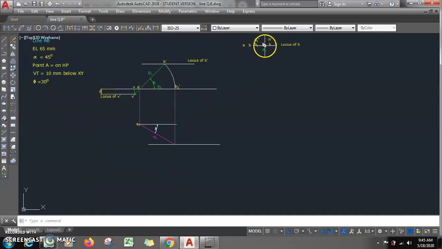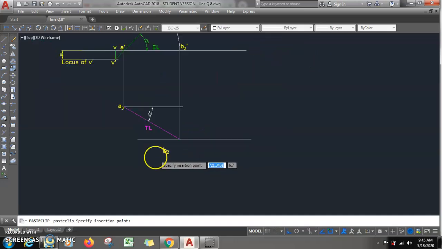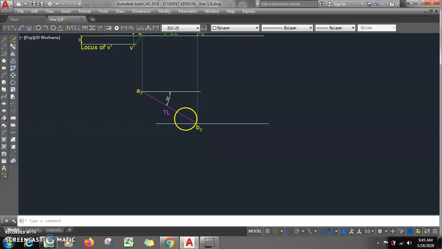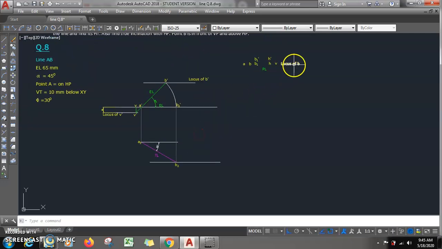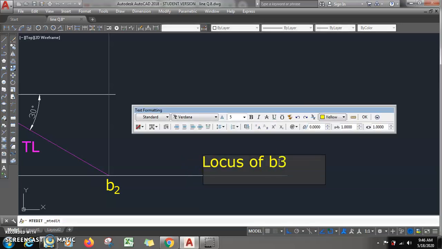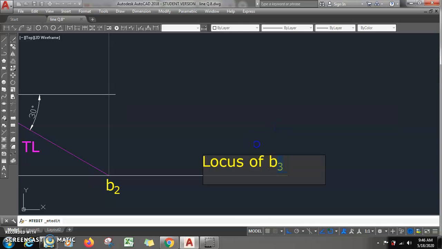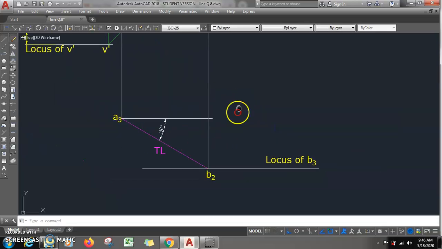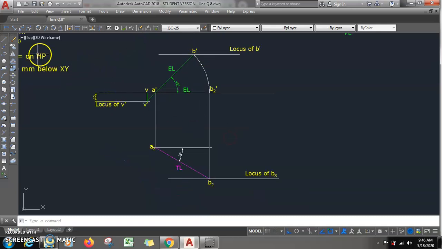This point will be B2. This point is B2. And whose locus will this be? If this point is A3, this will be the locus of B3. This is the locus of B3. You see. So this is the locus of B3. This length is the true length. Okay, what next? Now we know B dash and B lie on the same line.